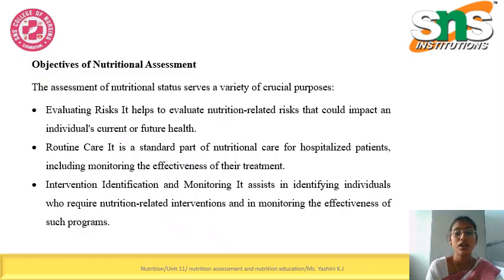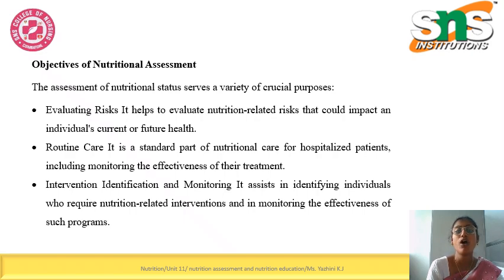Now we move on to the objectives. Why do we need to bother about nutrition assessment? There are several vital purposes. First, evaluating the risk. This helps spot nutrition-related issues that could affect someone's health now or later, like deficiency leading to anemia. Second is routine patient care, especially for hospitalized patients. We use it to monitor treatment effectiveness and ensure the nutrition or diet is working.